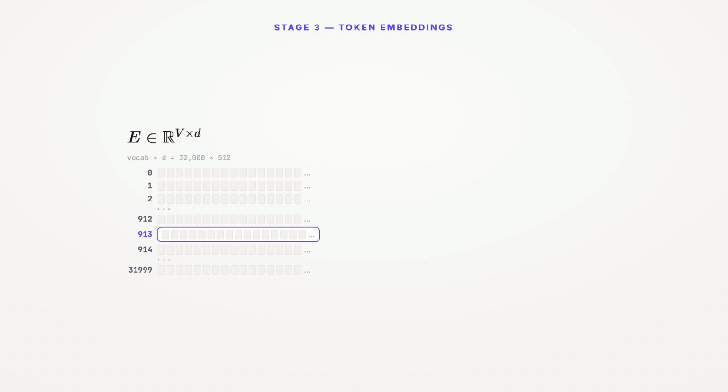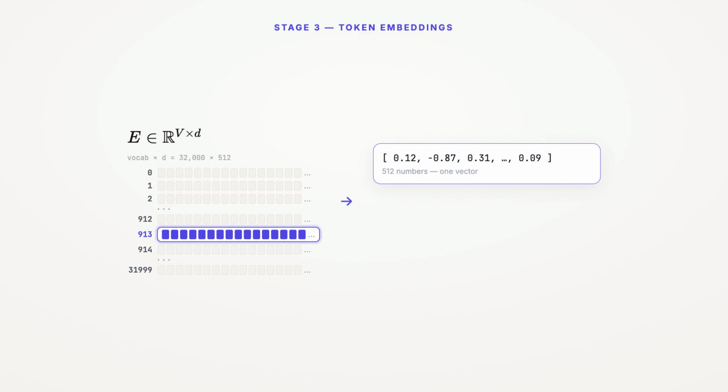Those token IDs can't be multiplied directly, so each ID selects one row from an embedding table, a big matrix with one vector per vocabulary word. A token ID just means, take that row. Now every token is a vector of, say, 512 numbers. And an embedding isn't a dictionary definition, it's a learned bundle of features: grammar, meaning, capitalization, code syntax, all mixed together. No single dimension has a clean human label.